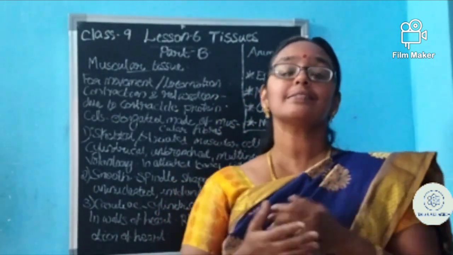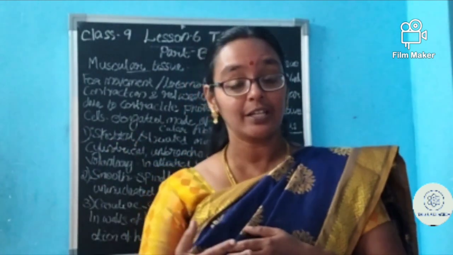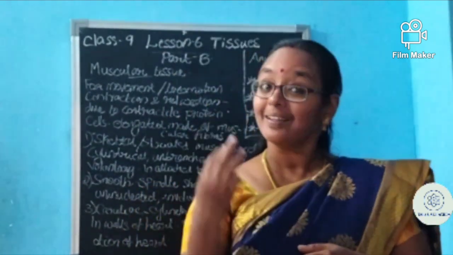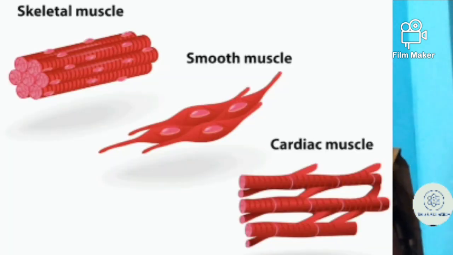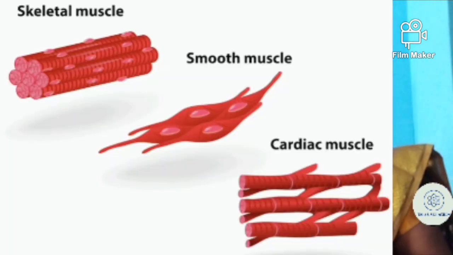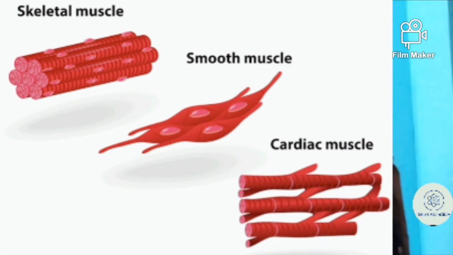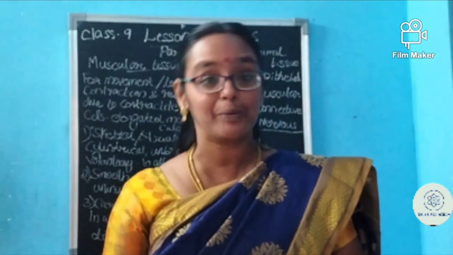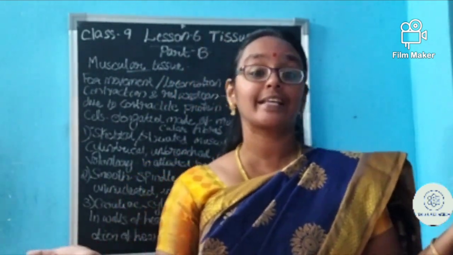Based on the places and the function, the muscles have already been divided into three types. What are they? Skeletal muscles, smooth muscles, and cardiac muscles. Skeletal muscles, from the name itself, you have an idea: in the skeletal system, the skeletal muscles will be seen. So, is there any example for that?